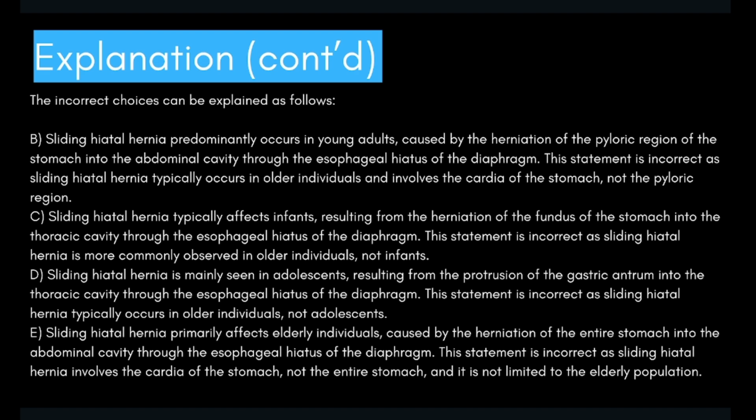Sliding hiatal hernia primarily affects elderly individuals caused by the herniation of the entire stomach into the abdominal cavity through the esophageal hiatus of the diaphragm. The statement is incorrect as sliding hiatal hernia involves the cardia of the stomach, not the entire stomach, and is not limited to the elderly population.